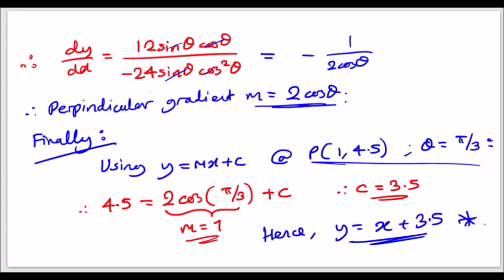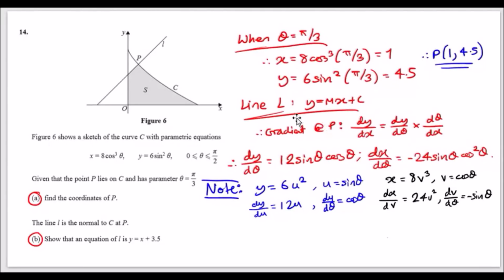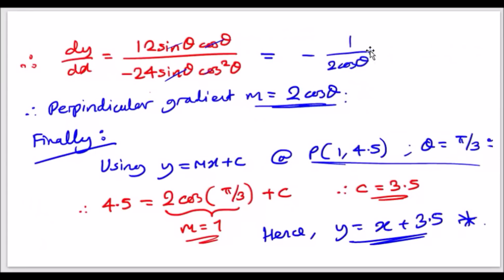Now just remember where we are. This was the gradient we found at point P, but we want to find the perpendicular gradient. So it'll be this answer, you do the reciprocal and then change it to positive, and here we are, finally done. Now let's plug everything back in.